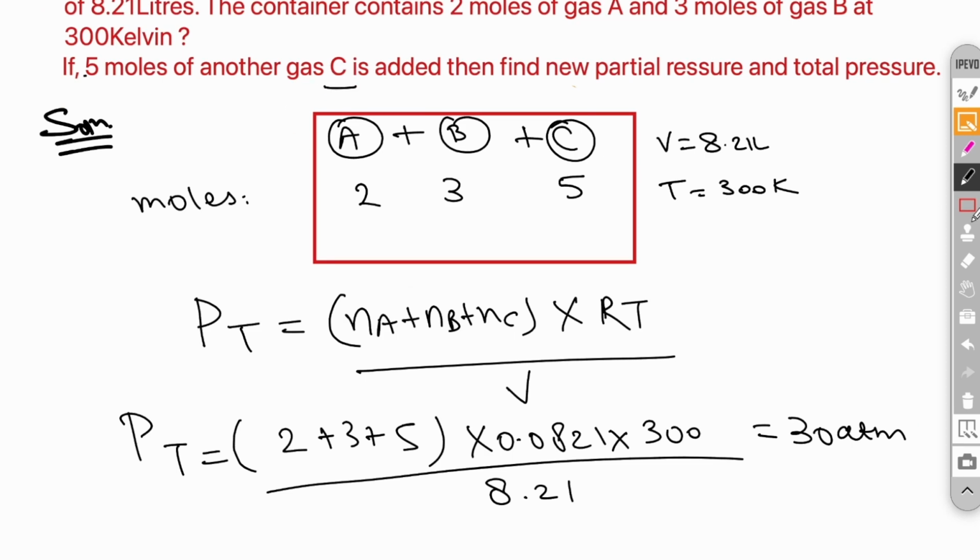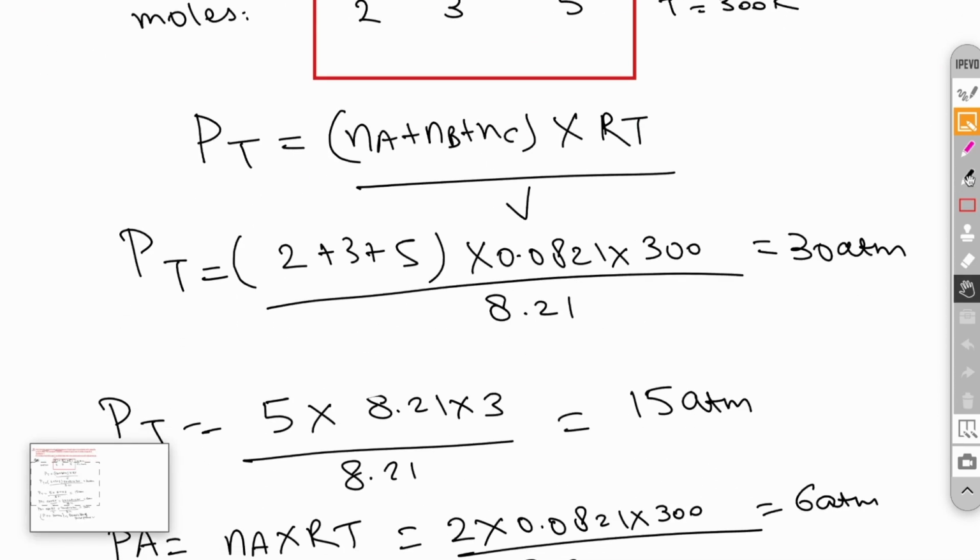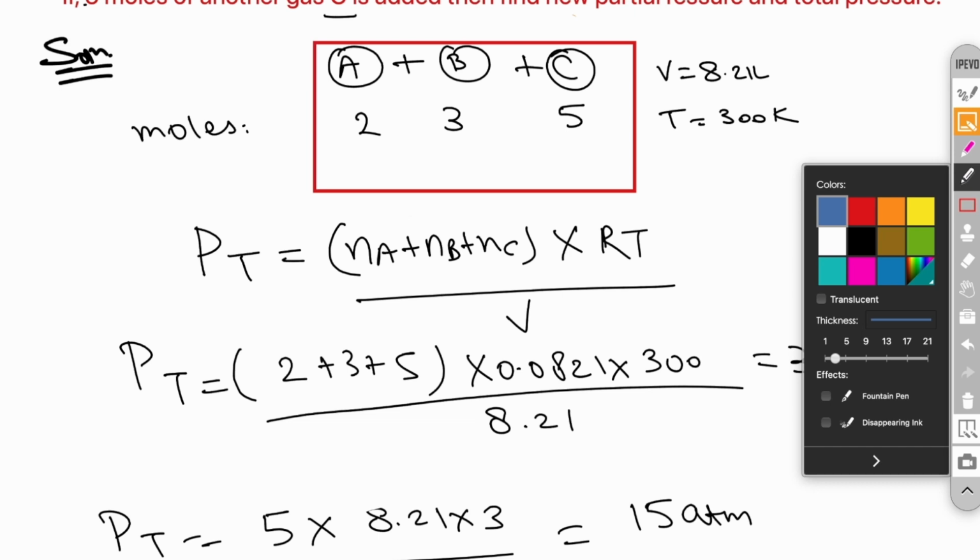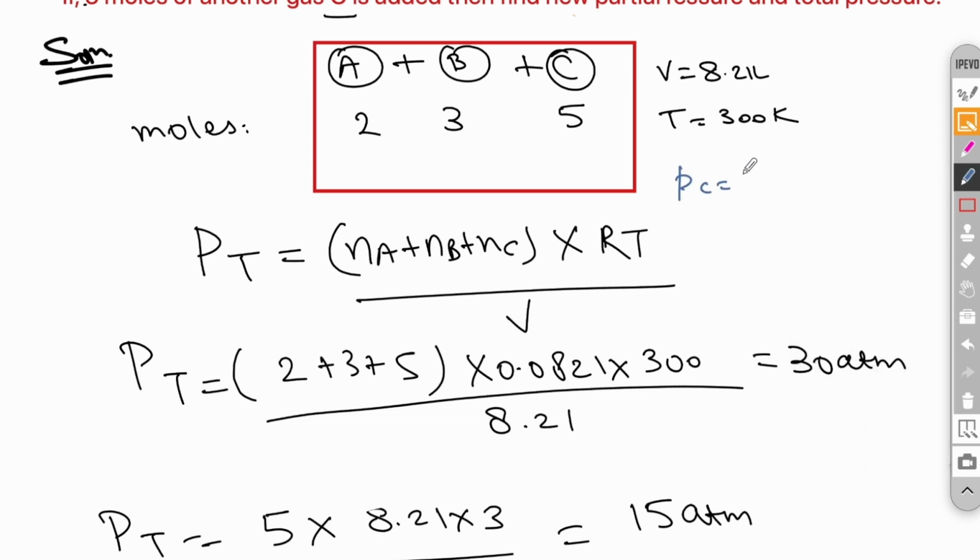And now we'll find the partial pressure. So let's just find it here itself. The partial pressure for gas C will be Nc multiplied by RT by V, which is 5 multiplied by 0.0821 multiplied by temperature, that is 300, divided by volume, that is 8.21. So the partial pressure for gas C will come out to be 15 atm.